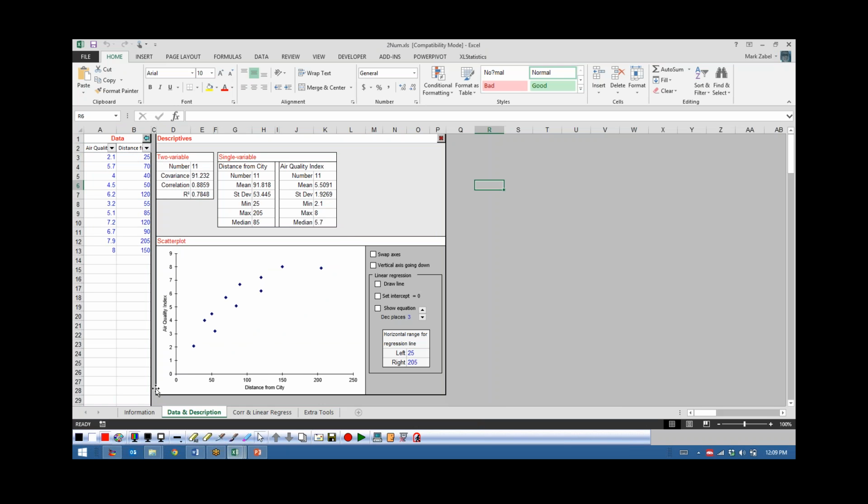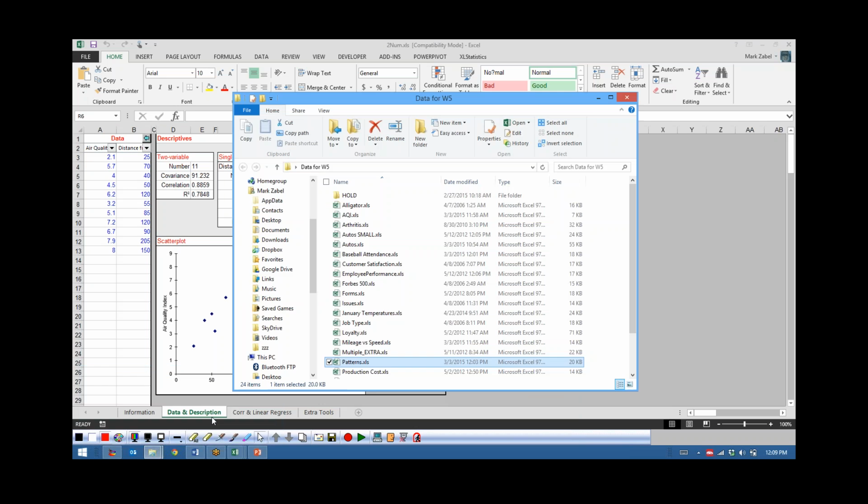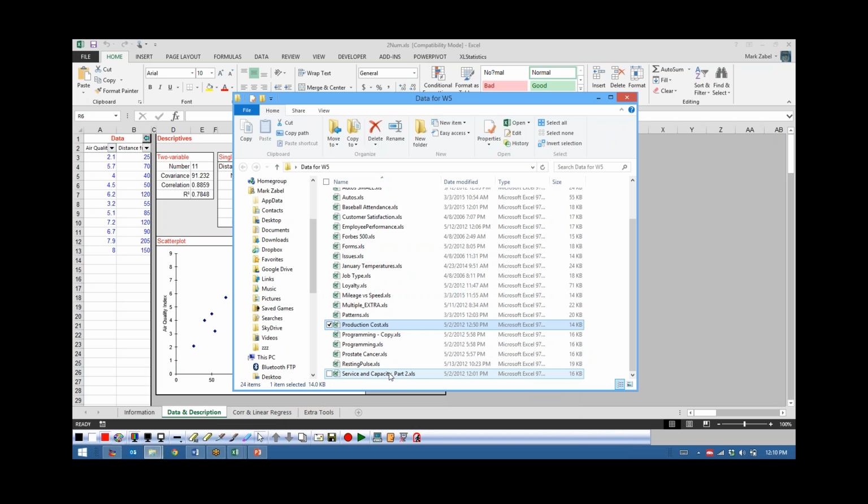Okay. Let's try one more, and I'm going to have you guys guess. So let's see if I can find it. Service and capacity, part 2. Yeah, I guess we'll use service and capacity, part 2.